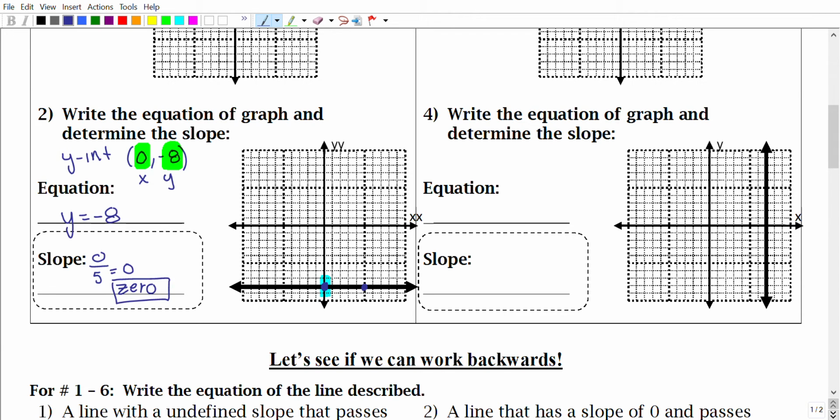Now, you might say, well, why did you pick that point? I didn't even have to pick that point, guys. Watch. If you remember, and hopefully this looks familiar, check this out.